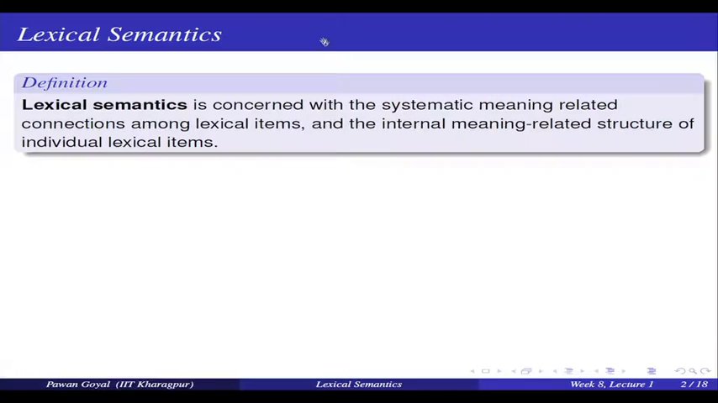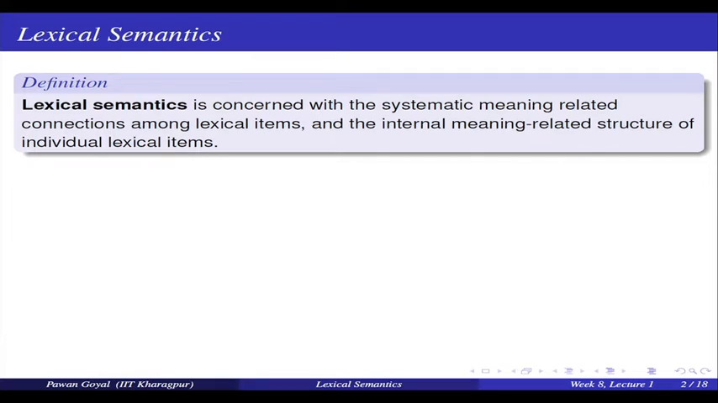Lexical semantics is concerned with the systematic meaning related connections among lexical items. So I'll have a set of lexical items in my lexicon, and I'll try to find out what are the connections between any two items. And we will also see what are the internal meaning related structure of individual lexical items.